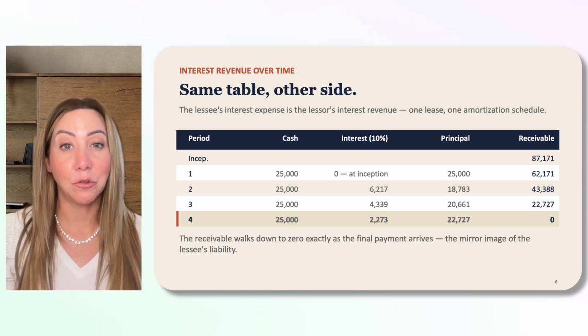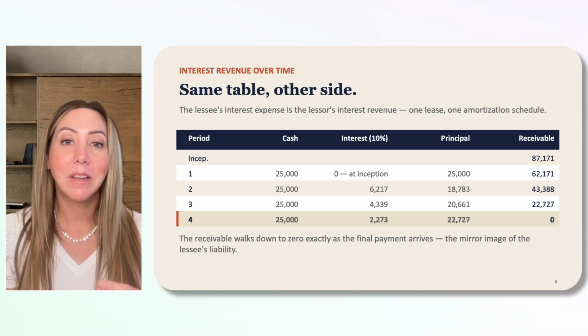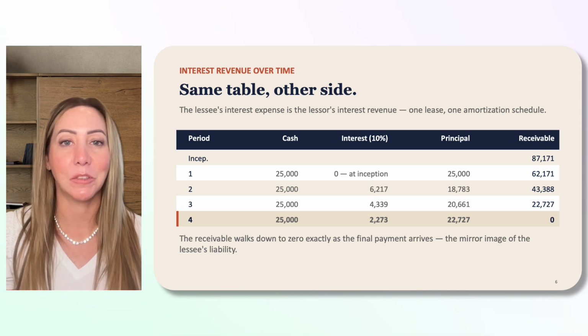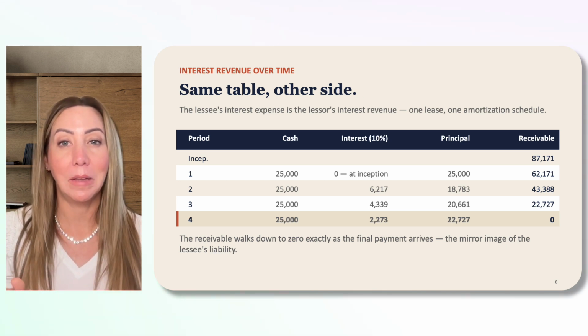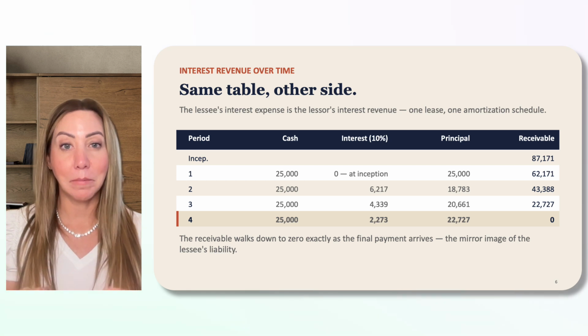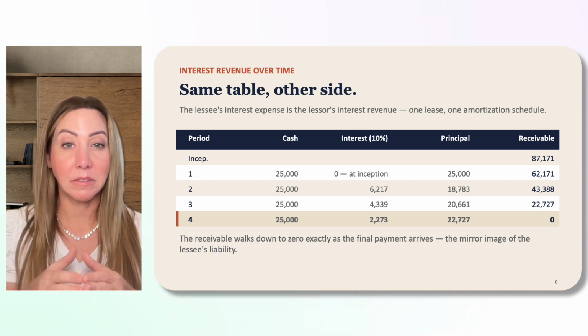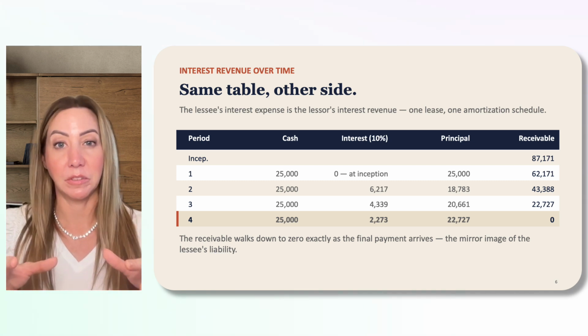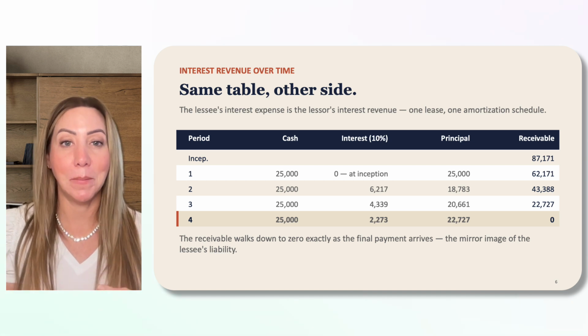And how do we measure that interest revenue each period? Here's the satisfying part. We already built the table. The lessor uses the exact same amortization schedule as the lessee. The rate times the outstanding receivable balance gives us interest revenue, the same number that the lessee is recording as interest expense, just wearing the other sign. Each payment we collect splits into 2 parts, interest revenue and a reduction of the receivable. And the receivable walks down to 0 right as the final payment arrives. 1 lease, 1 table, 2 mirror image sets of books.